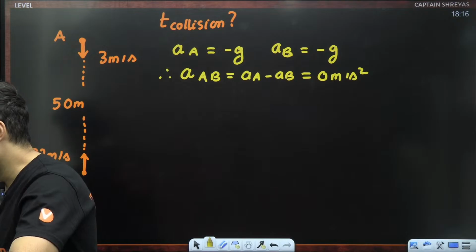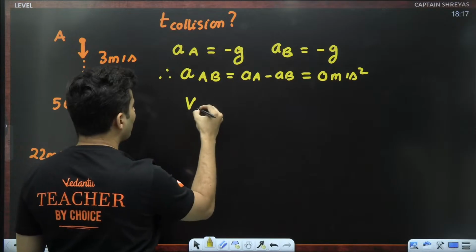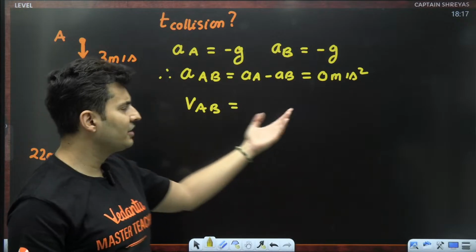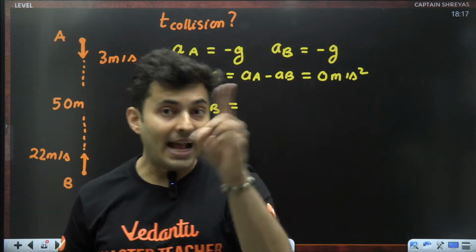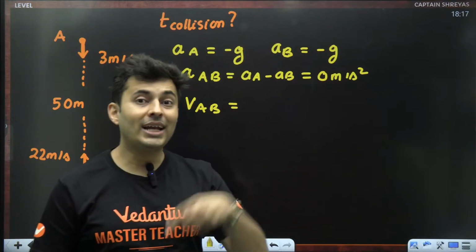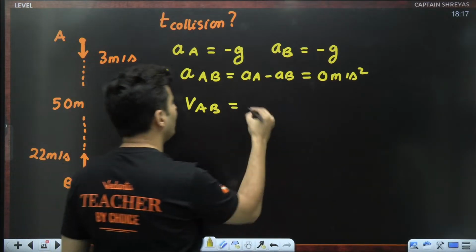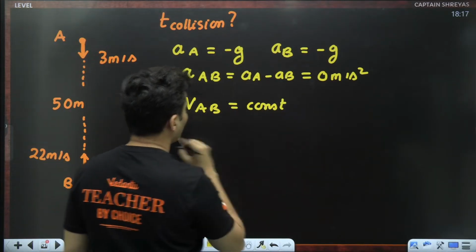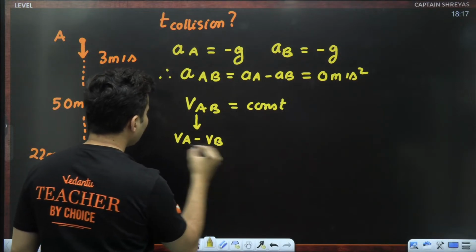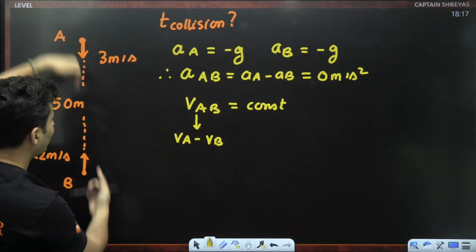Now, think about it. If acceleration is 0, what can you comment about the relative velocity of A with respect to B? Sir, acceleration is 0, so velocity will be 0? No. If acceleration is 0, that means velocity is not changing. It is not accelerating. Velocity is constant. So this relative velocity is a constant. But by definition it is VA minus VB. Oh, I know this value. Both are opposite, guys. Both are opposite.